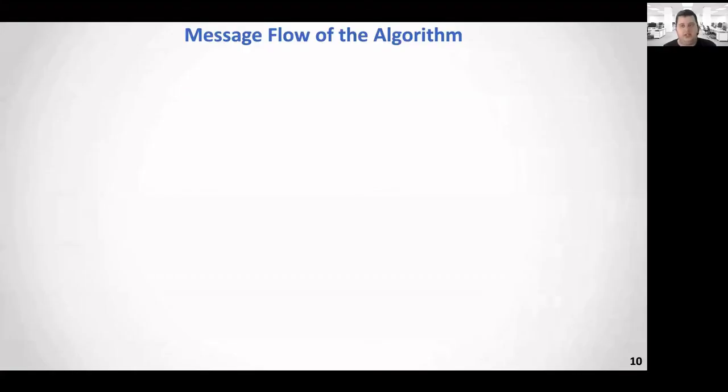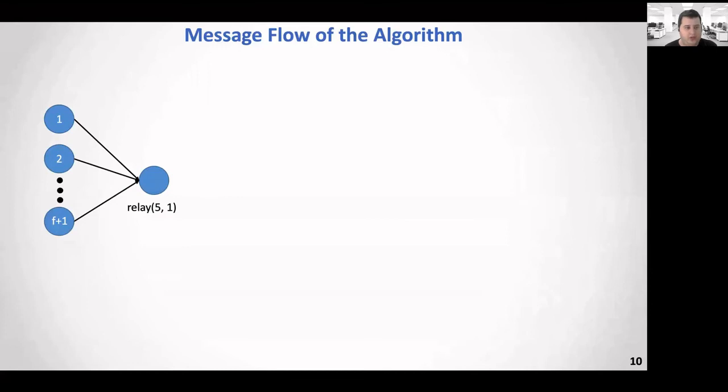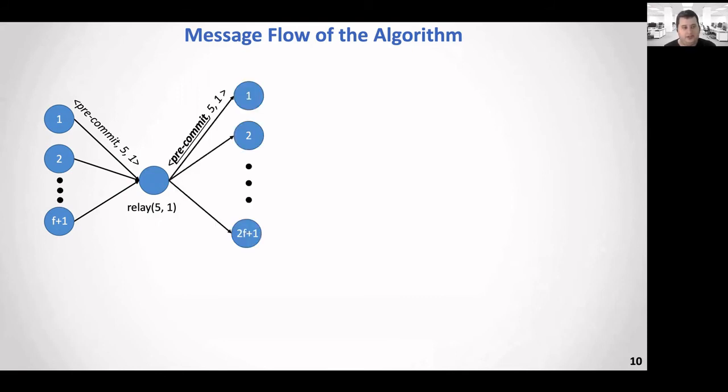Now let's look at the message flow of the round synchronization algorithm. The first phase requires F+1 processes, which send a message to the relay. Relay 5.1 here indicates that this is the first relay of round 5. The first message is named the pre-commit message. The other 2 arguments, 5 and 1, are the relay that this message is intended for. And once the relay receives enough messages, it can send a threshold signature of that message. Here it's indicated with a bold and underlined font.